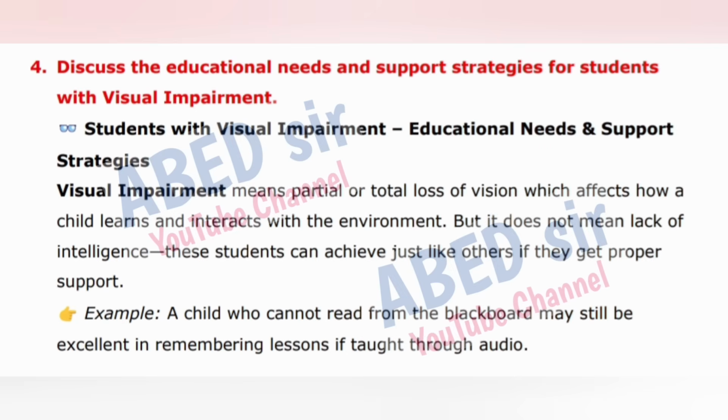Visual impairment means partial or total loss of vision which affects how a child learns and interacts with the environment. But it does not mean lack of intelligence. These students can achieve just like others if they get proper support. Example, a child who cannot read from the blackboard may still be excellent in remembering lessons if taught through audio.